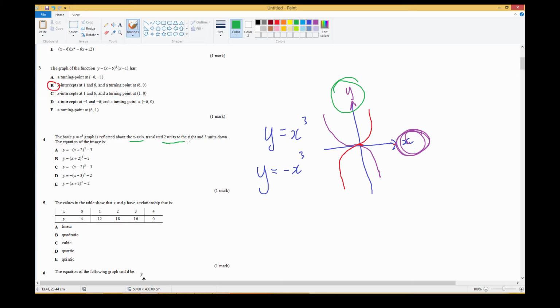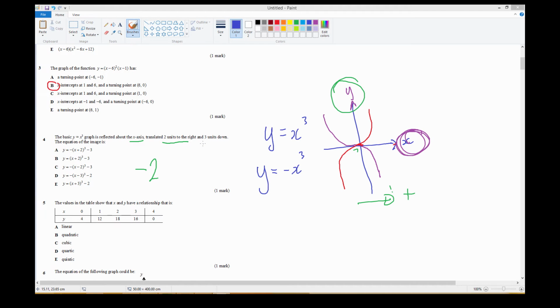Translating 2 units to the right means that, remember, if we translate to the right on the x-axis, we need to go the opposite to what we have. So it's 2 to the right, going in the positive direction. That means to show it in the equation, it has to be negative relative to the x. So basically, you ask yourself, if I want the equation to translate to the right, what will make this part equal to 0?